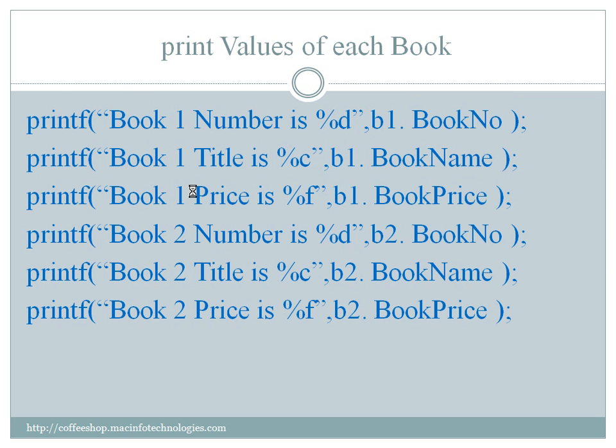So once we assign the values, we can print the values of each book. Say, book 1 number is %d. In place of %d, b1 dot book number will be printed. Similarly, b1 title: book 1 title is %c. It's a character variable, so we type b1 dot book name there, and b1 dot book price. Similarly, we can print b2 dot book number, b2 dot book name, b2 dot book price.